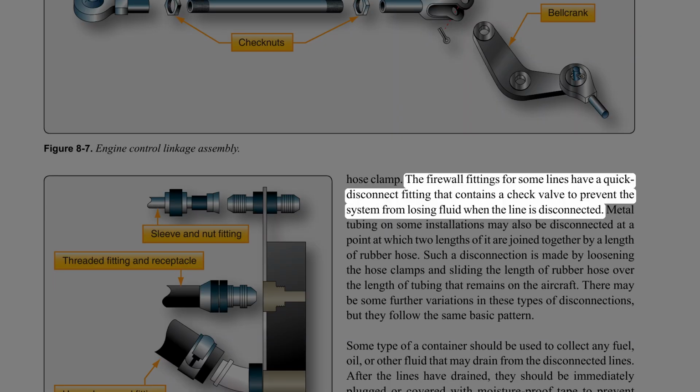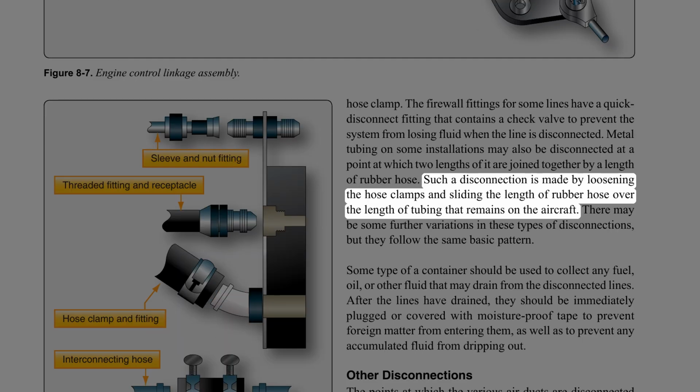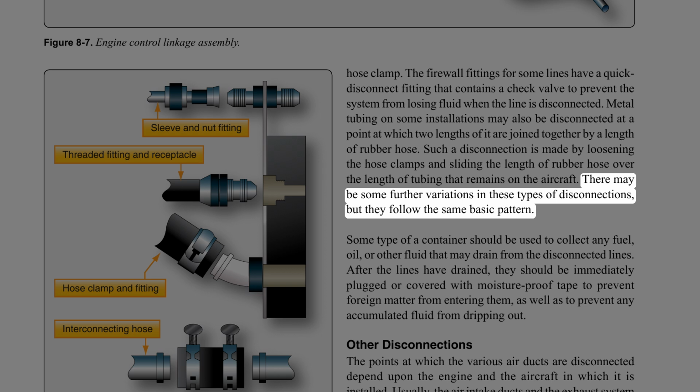The firewall fittings for some lines have a quick disconnect fitting that contains a check valve to prevent the system from losing fluid when the line is disconnected. Metal tubing on some installations may also be disconnected at a point at which two lengths of it are joined together by a length of rubber hose. Such a disconnection is made by loosening the hose clamps and sliding the length of rubber hose over the length of tubing that remains on the aircraft. There may be some further variations in these types of disconnections, but they follow the same basic pattern.